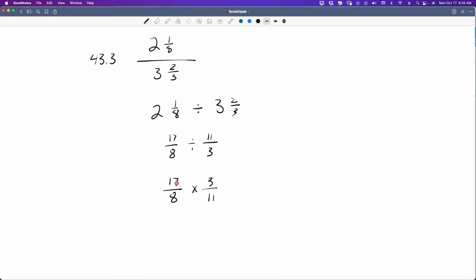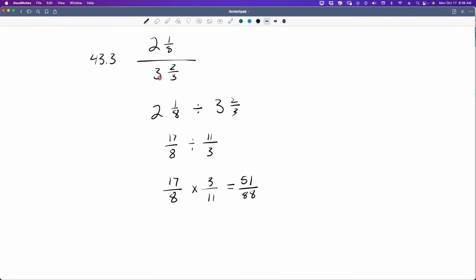Now there are no factors of 17 because it is prime. 3 is prime, and 11 is prime. 8, it doesn't help me at all to factor this. So what I've got to do is just whip out my calculator and multiply. 17 times 3 is 51. 8 times 11 is 88. That's my answer, 51 over 88. That really didn't take a whole lot of effort.